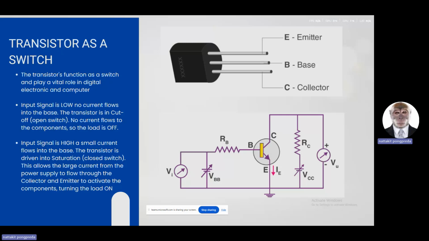However, on the other hand, if the input signal is high, a small current flows through the base, and the transistor is driven into saturation, a closed switch in the circuit diagram. This allows a large current from the power supply to flow through the collector and emitter to activate the components in the whole circuit, turning on the loads.